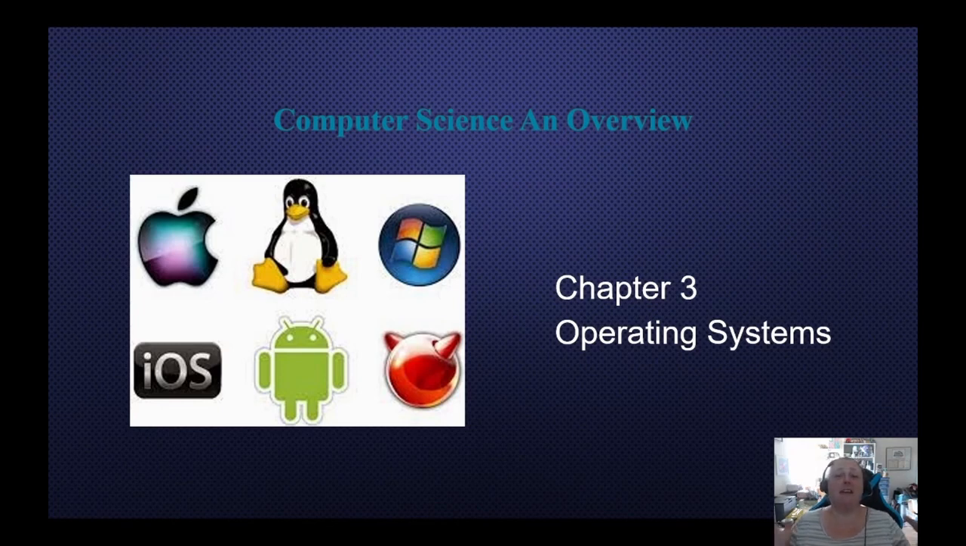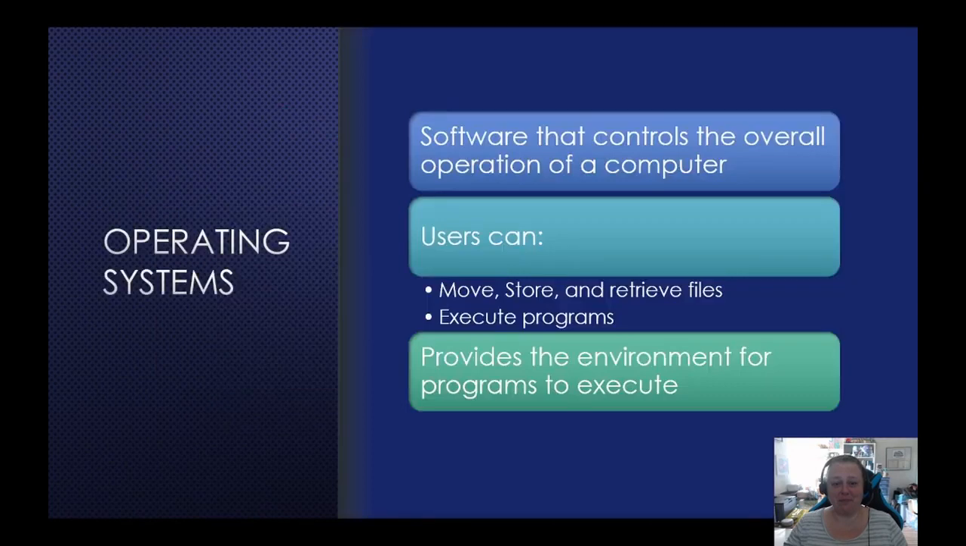Today we are going to take a deep dive into operating systems and what makes this computer do what it's supposed to do. An operating system is going to be the base software that runs on any computer. It's going to allow your user to interface with all of the computer components. With an operating system, users can manipulate, move, and store files. And finally, it's going to provide an environment where programs can execute.